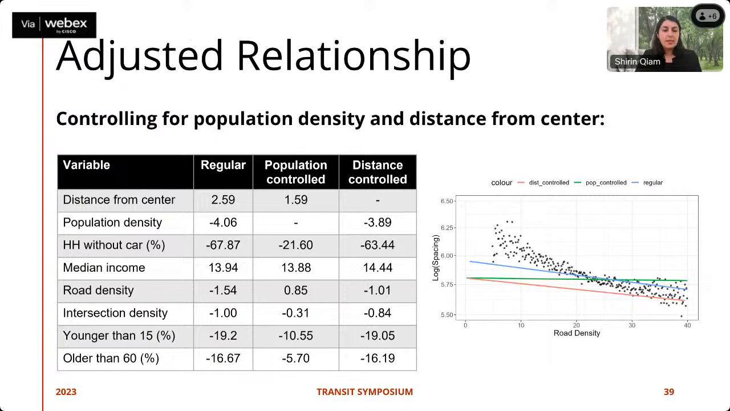and distance from center. As you can see, some of the coefficients change when we control, and specifically for road density, when we control for population density, we can see that the sign of the coefficient is reversed. It's saying that if we just consider a bivariate relationship, we think that road density is negatively correlated with bus stop spacing. But when we control for other variables, we realize that this relationship is positive. The figure also shows these lines and slopes, adjusted lines actually.